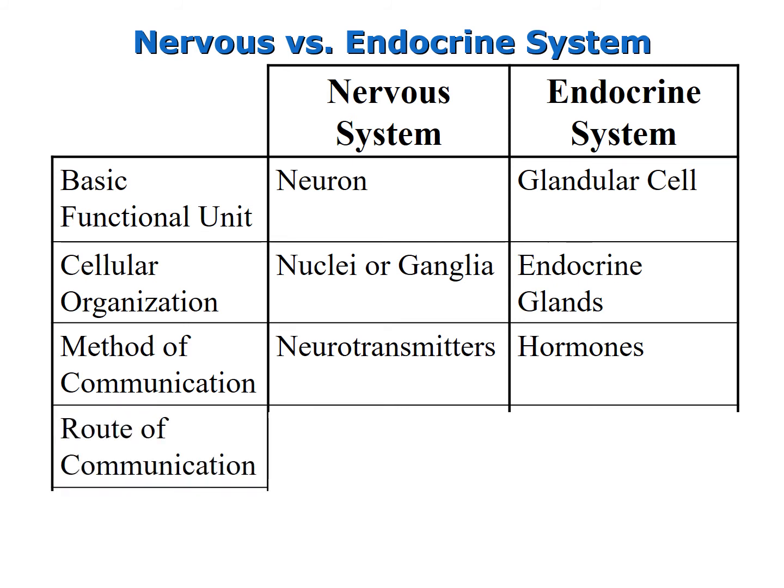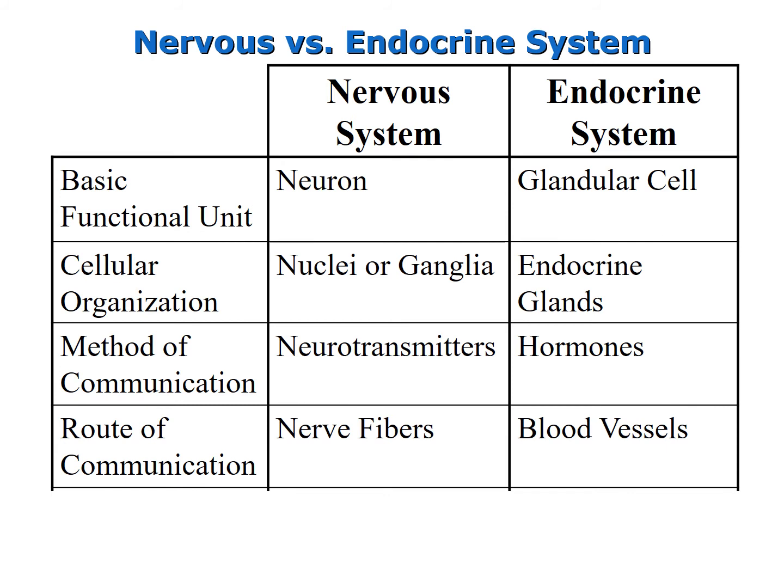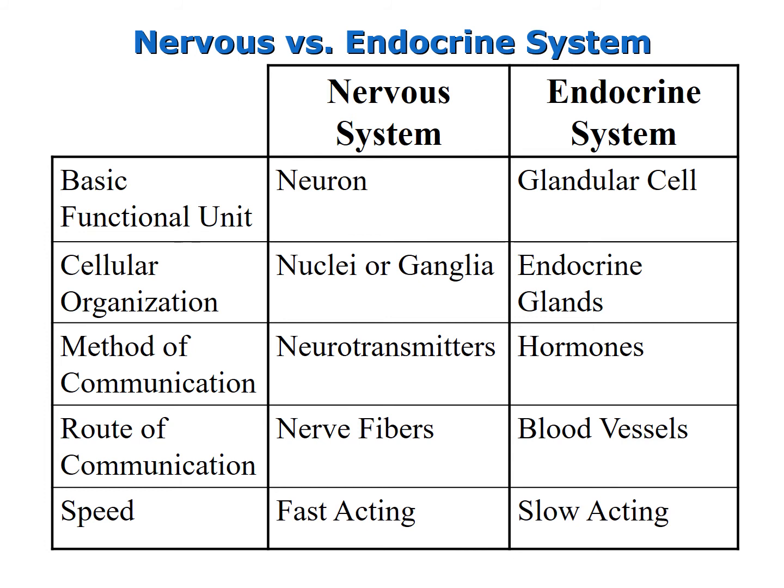The route of communication in the nervous system were nerve fibers, fiber tracts, or nerves. In the endocrine system, the route of communication will be blood vessels. Hormones will enter the blood vessels, and those blood vessels will take the hormones to the target cells throughout the body. Lastly, when we compare the speed of the nervous system to the endocrine system, and we've already touched on this, the nervous system is much more fast acting in responding to a stimulus compared to the endocrine system.